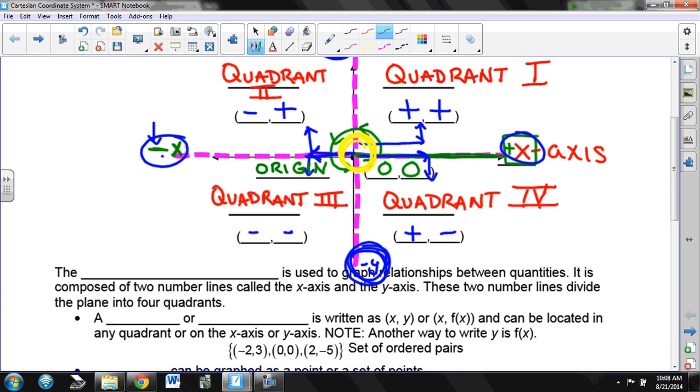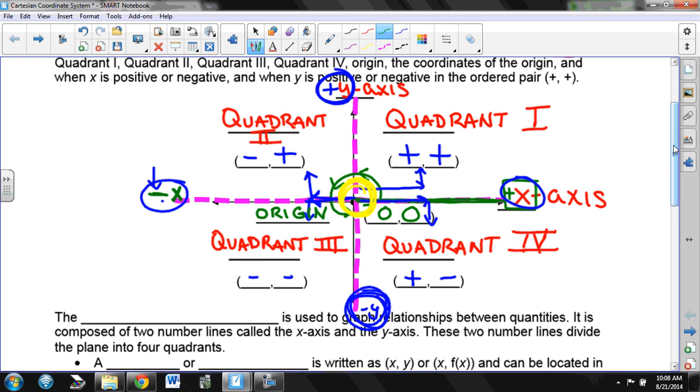So to graph any points, we're going to use this Cartesian coordinate system. You need to know the names of the 4 quadrants. You need to know the names and directions of the x and y axis. And you need to know the x and y values for each of the 4 quadrants, which is the blue part here.